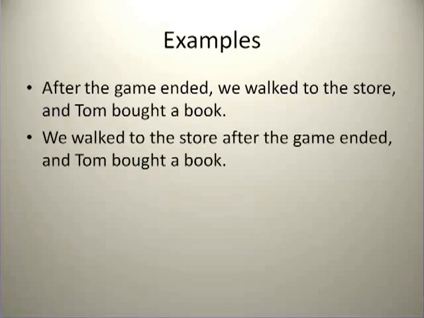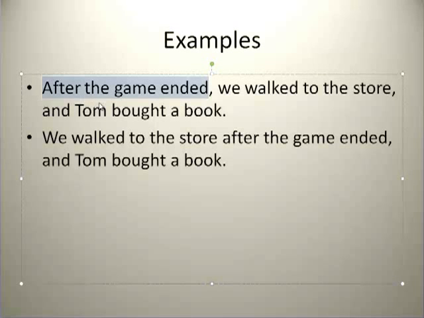Here is another example. After the game ended, we walked to the store and Tom bought a book. This example begins with a dependent clause, the subordinating conjunction after, subject game, verb ended. We then have an independent clause, we walked to the store, subject we, verb walked.